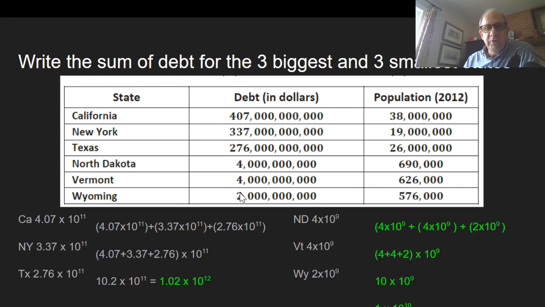If I want to add up the small guys, that's 4 times 10 to the 9th, 4 times 10 to the 9th, and 2 times 10 to the 9th. So these are all 10 to the 9th. I added 4 plus 4 plus 2. That's 10 times 10 to the 9th, which becomes 1 times 10 to the 10th, because I moved the decimal from here over there.